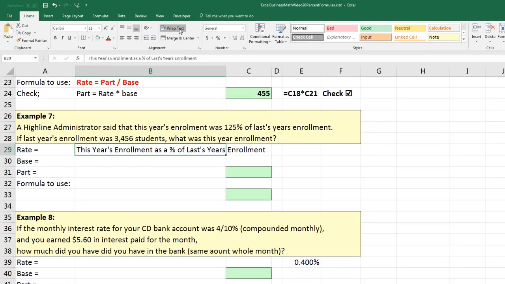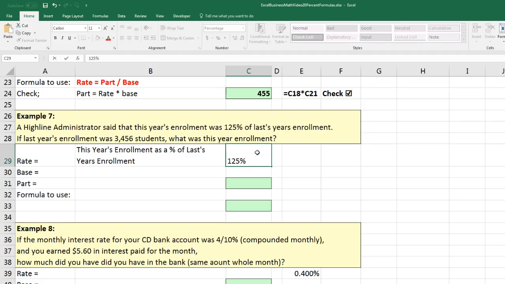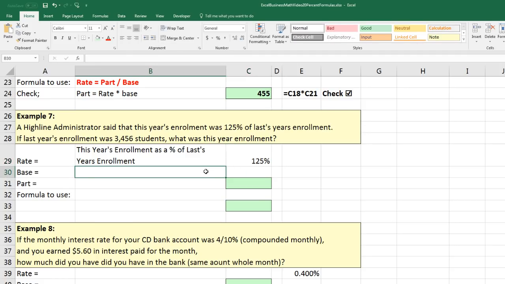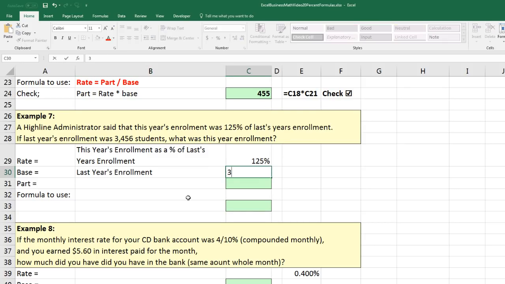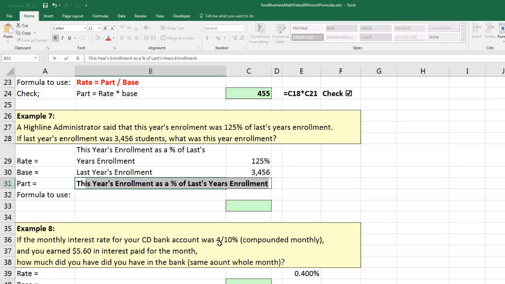I'm going to add some word wrap there. That was given to us as 125%. I'm going to format as I type. Base is last year's enrollment. That's where we're starting. 3,000, and I'm going to format as I type, comma, 456, and enter. The part we're trying to solve for.